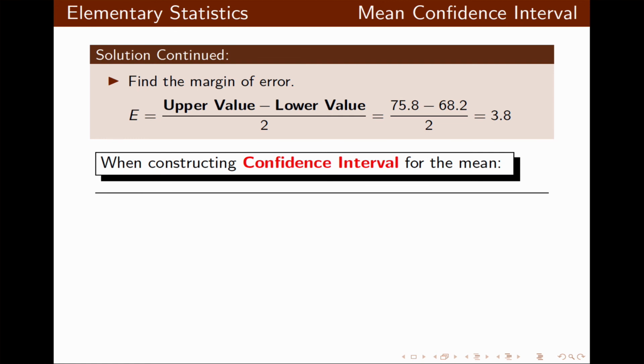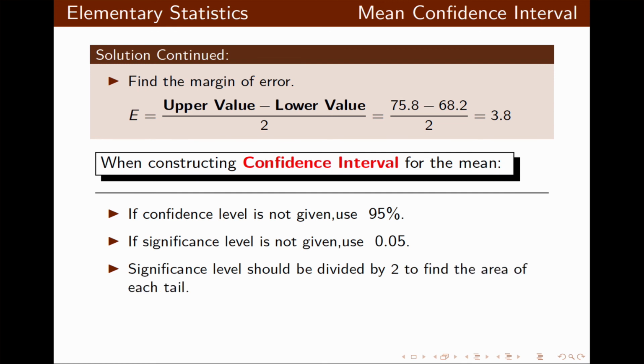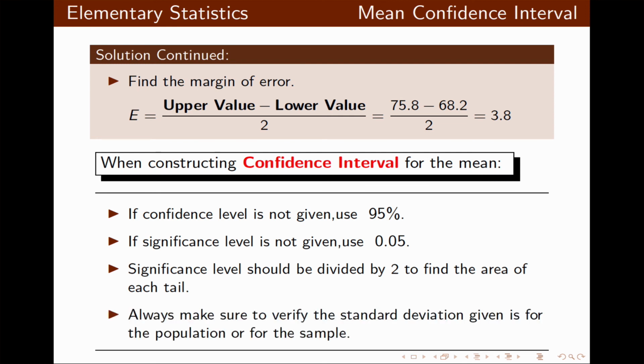As a reminder, when constructing a confidence interval for the mean, if the confidence level is not given, we use 95%. If the significance level is not given, we use 0.05. The significance level should be divided by 2 to find the area for each tail. And we always make sure to verify whether the standard deviation given belongs to the sample or to the population.